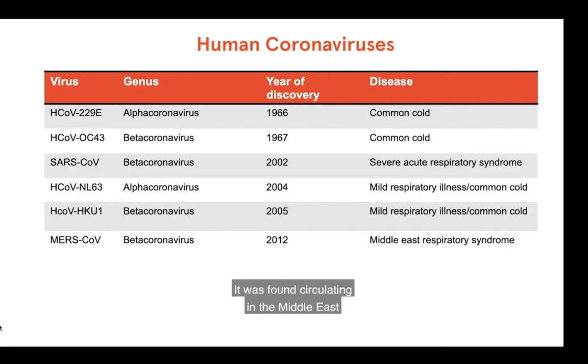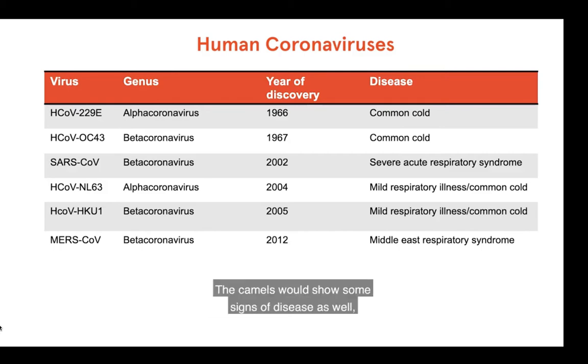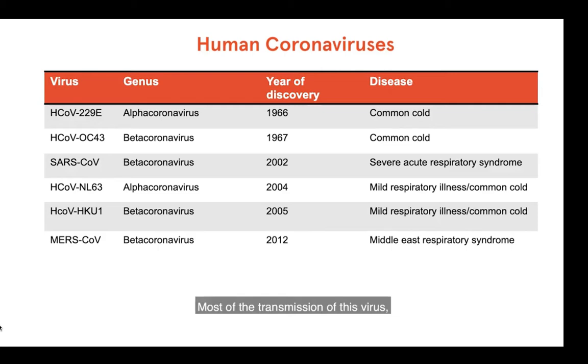It was found circulating in the Middle East and found to be introduced into humans from infected dromedary camels. The camels would show some signs of disease as well, meaning that they're unlikely to be the true natural host for this virus. Most of the transmission of this virus was from camels into humans, with some limited human-to-human spread, mostly within hospital settings, because the transmissibility of this virus doesn't appear to be particularly high. However, it's caused over 2,500 infections so far and over 860 deaths, so has quite a high fatality rate, somewhere between 20 to 40%.